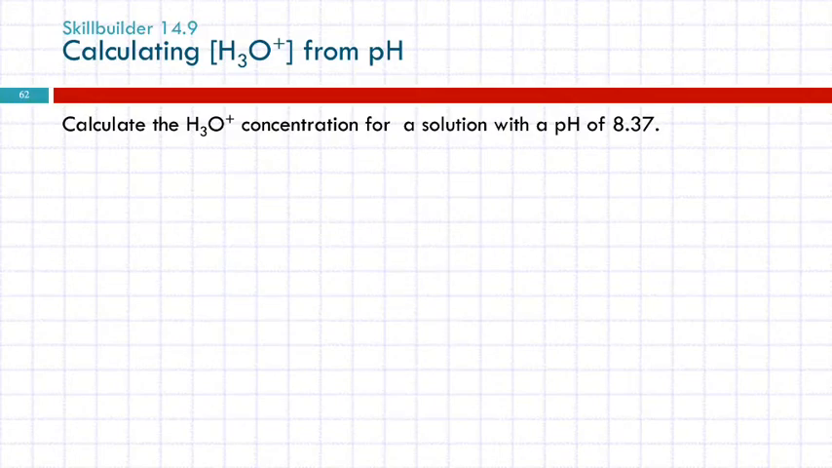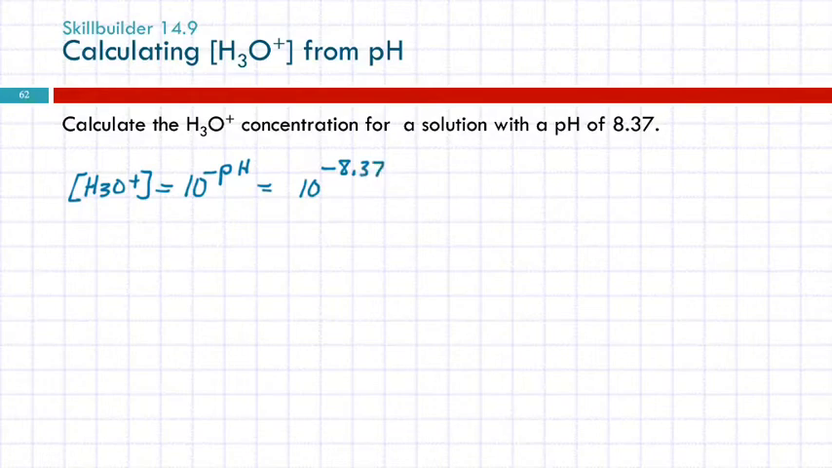So calculate the hydronium ion concentration for a solution with a pH of 8.37. So we need that equation. The hydronium ion concentration equals 10 to the negative pH. So that's 10 to the negative 8.37. We're not used to seeing 10 to the, without it being a whole number, right? But your calculator can handle this.